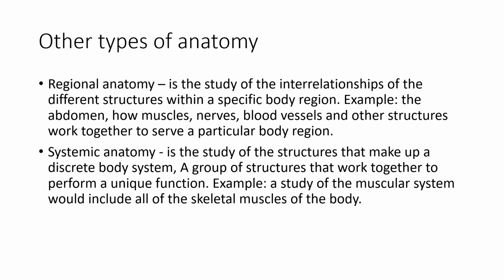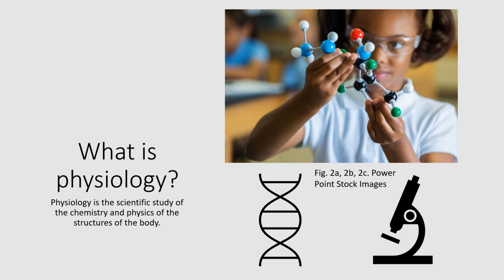Whereas systemic anatomy is going to be a more discrete body system. So it's going to be looking at, for example, the muscular system is going to include all of the skeletal muscles of the body. And then we are moving on to physiology, which is a scientific study of the chemistry and physics of the structures of the body.